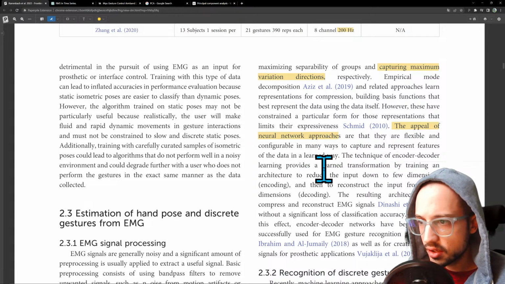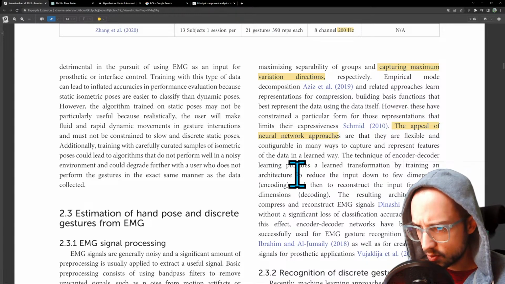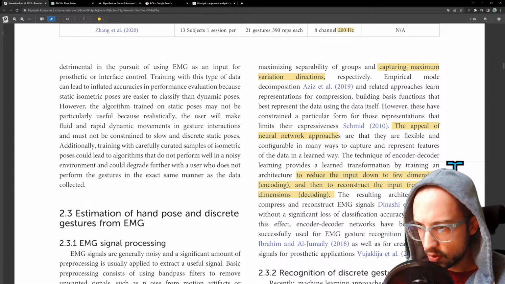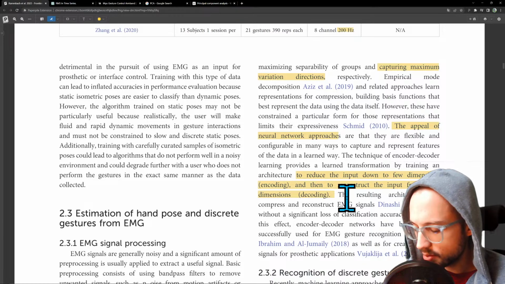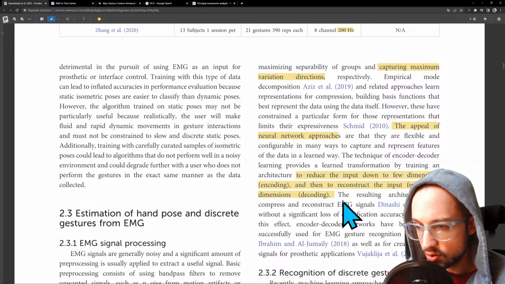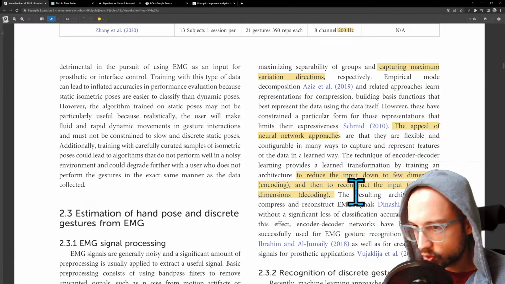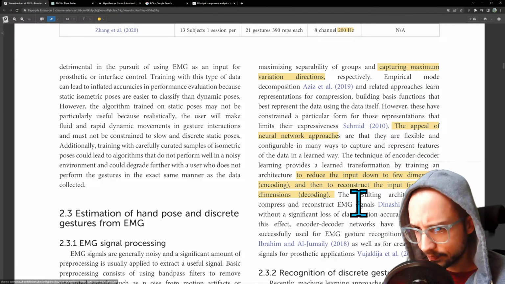The technique: training an architecture to reduce the input down to a few dimensions and then reconstruct the input from these dimensions. Okay, so they're basically just describing what an encoder and decoder does, right? You encode the data into a lower dimensional space, and then you decode it back into the original higher dimensional space, and then you can use that as a learning signal, since you know the input and the output. You can craft a loss function over that, and then train the encoder and the decoder.